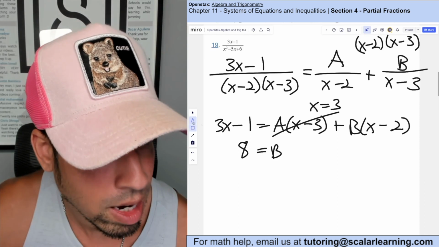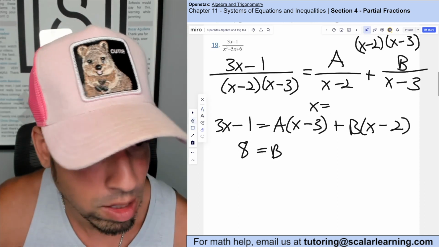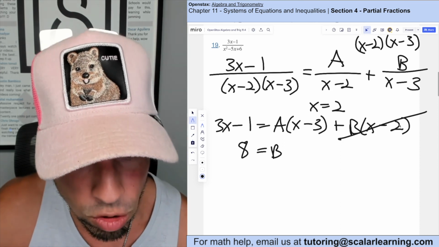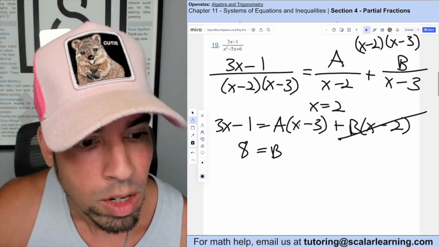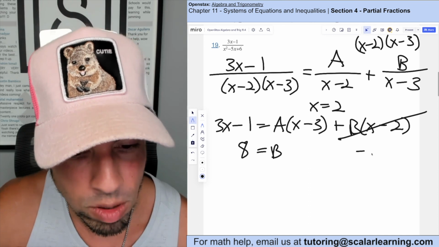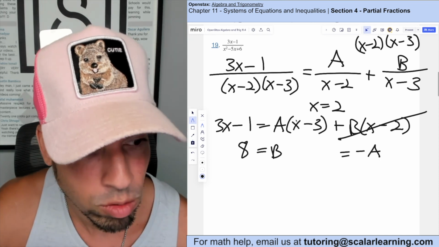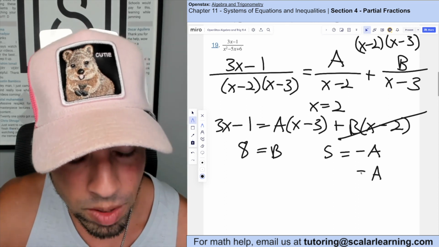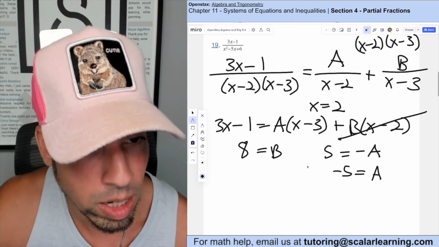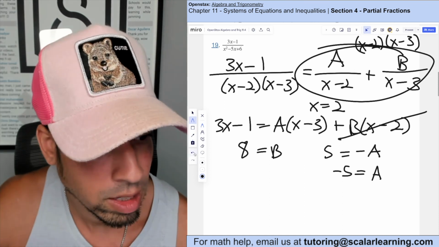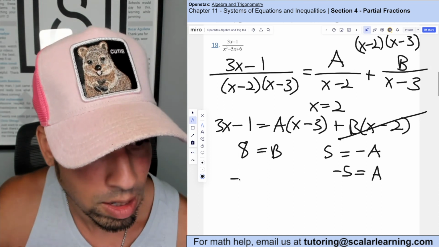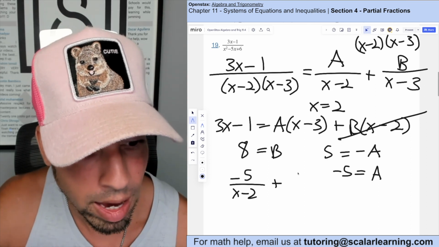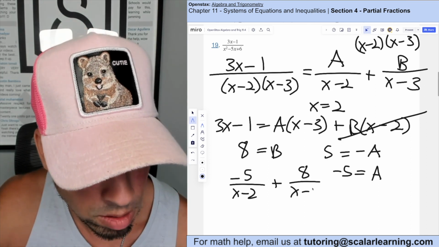Boom. Okay, now we're going to come back to this equation. And instead of plugging in 3, I want this to zero out. So I'm going to plug in 2, right? 2 minus 2 is 0 times b is 0. 2 minus 3 is negative 1. So negative 1a is equal to 2 times 3 is 6 minus 1 is 5, which means a equals negative 5. Great. Now let's come back to this and let's rewrite it with a being negative 5 over x minus 2, b being 8 over x minus 3.